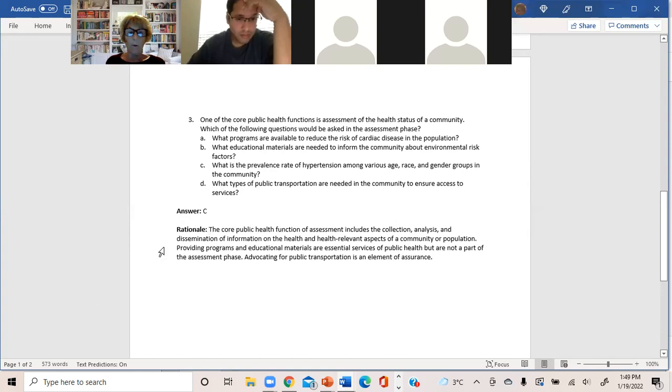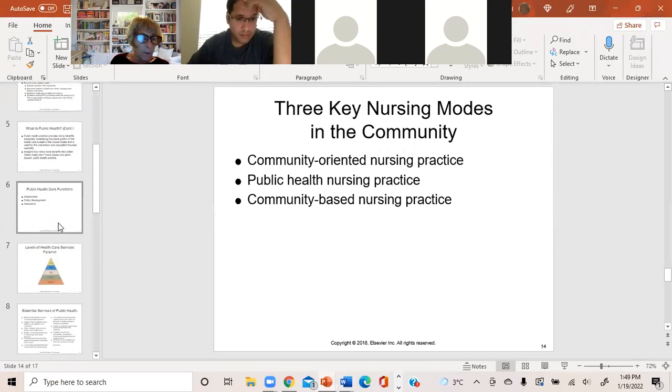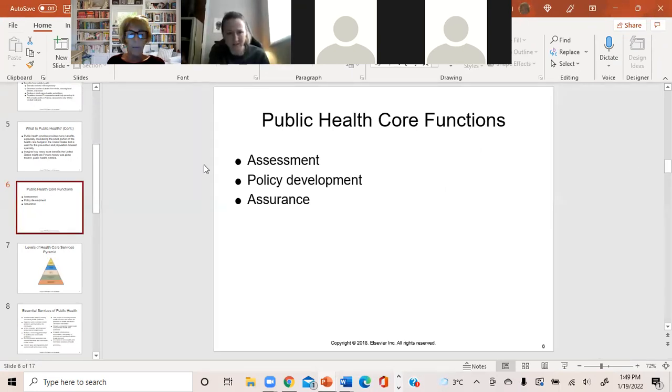If you just looked at the PowerPoint slide that said core public health functions, and it said assessment, what are the other two? Assurance, assessment, and what's the second one? Somebody go back to the PowerPoint and look. Let's go back and look. Assessment, assurance, or policy development.